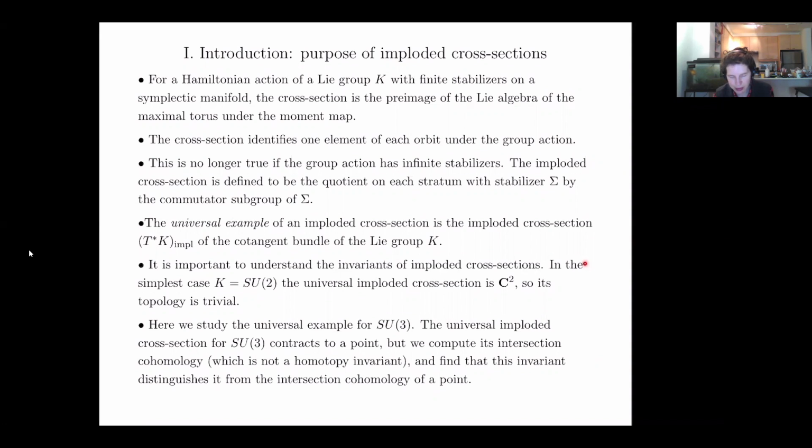In the simplest case, SU2, the universal imploded cross section is just C2, so its topology is trivial. So we were looking at the next case, which is SU3. And there, the universal imploded cross section contracts to a point, but we compute its intersection cohomology, which is not a homotopy invariant. We find that this invariant distinguishes it from the intersection cohomology of a point.